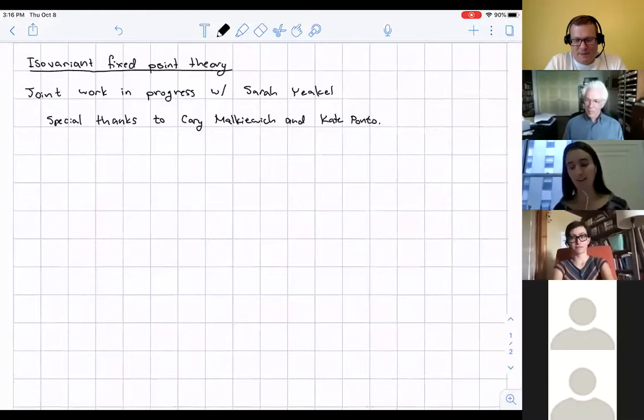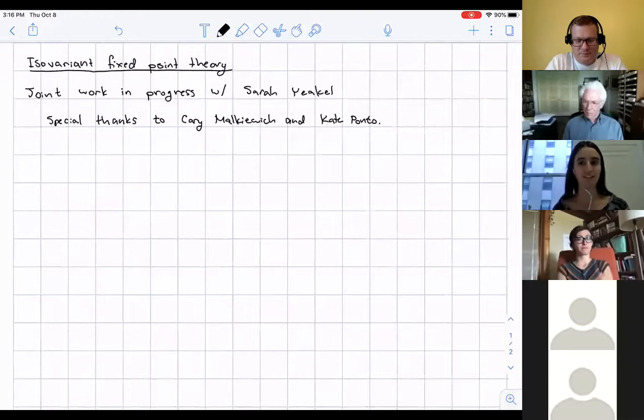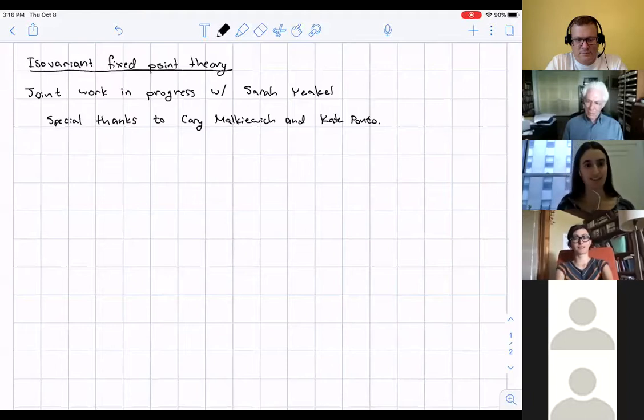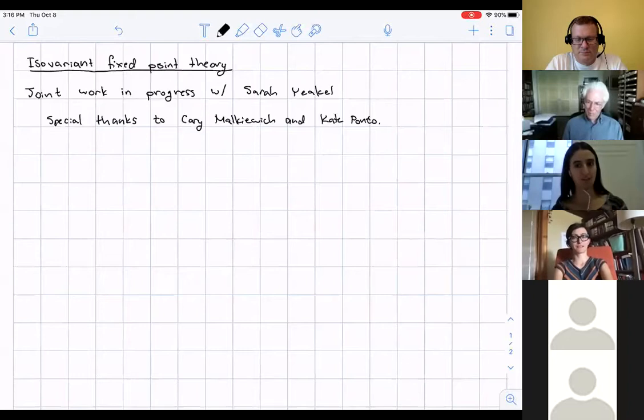Okay, so I'll talk about isovariant fixed point theory, and this is work in progress with Sarah Yackel. And I would like to especially thank Carrie Malkovich and Kate Ponto, who've been extremely generous with their time and their energy in talking to us about isovariant things and about homotopical fixed point theory. And I'll be looking at the chat as much as I can, and the participant list. So if you have a question, then hopefully I'll be able to see it and respond to it.